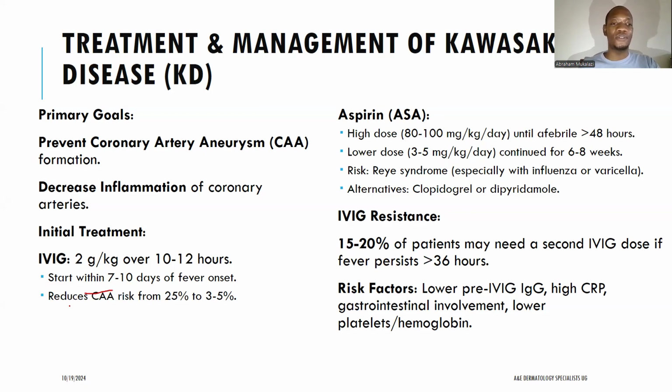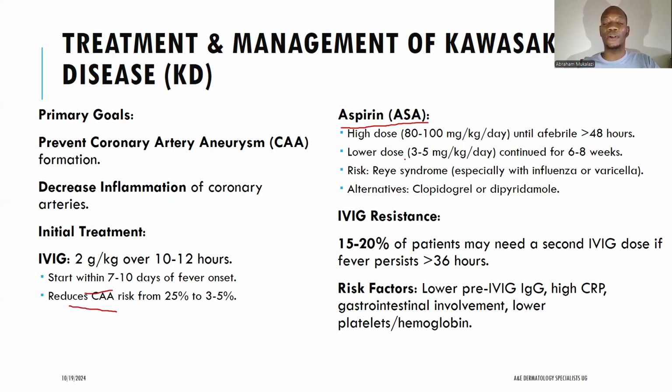This one helps us to reduce the risk of coronary artery aneurysms from 25% to about 3 to 5%. That is a very significant improvement. So if you have a patient you're suspecting Kawasaki in, right away give IV immunoglobulins, and then you'll prevent them from developing the cardiac involvement.